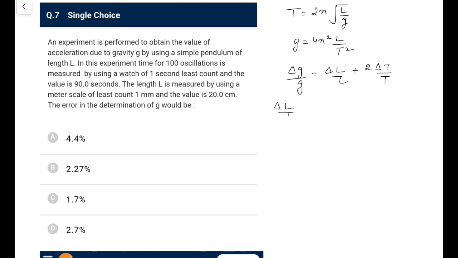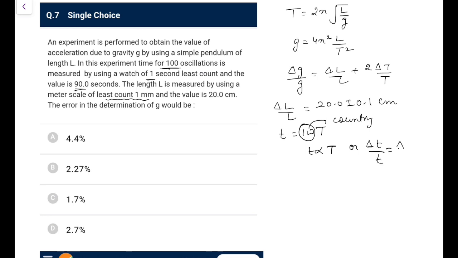Here for delta L by L, as per this, the least count is 1 mm, so this reading is 20.0 plus minus 0.1 centimeter, because that would be the accuracy. And delta t by t is important. You have measured the time of 100 oscillations, that is 90 plus minus 1. So you are not measuring t, you are measuring small t, which is 100 times t, and this 100 is done by counting, so there is no error. So t is proportional to T, and directly I can say the fractional error in the measurement of one period would be equal to the same in the 100 periods, that is 1 by 90.